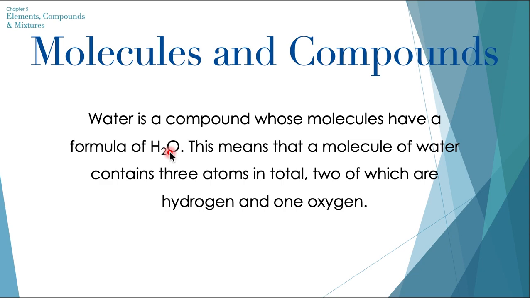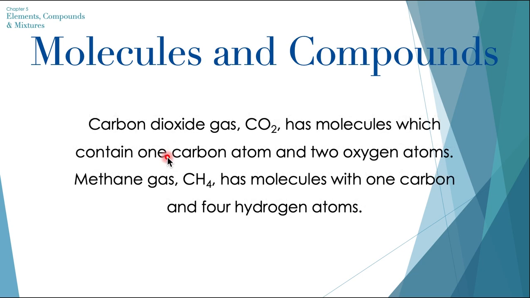So to show the atoms present in a molecule of a compound, we use its chemical formula. Like water has a chemical formula of H2O. In the same way, we have many other chemical formulas like carbon dioxide gas. This has a chemical formula of CO2. So it has molecules which contain 1 carbon atom and 2 oxygen atoms. Atoms of elements in different proportions join to form a molecule, and many of these molecules form a compound.